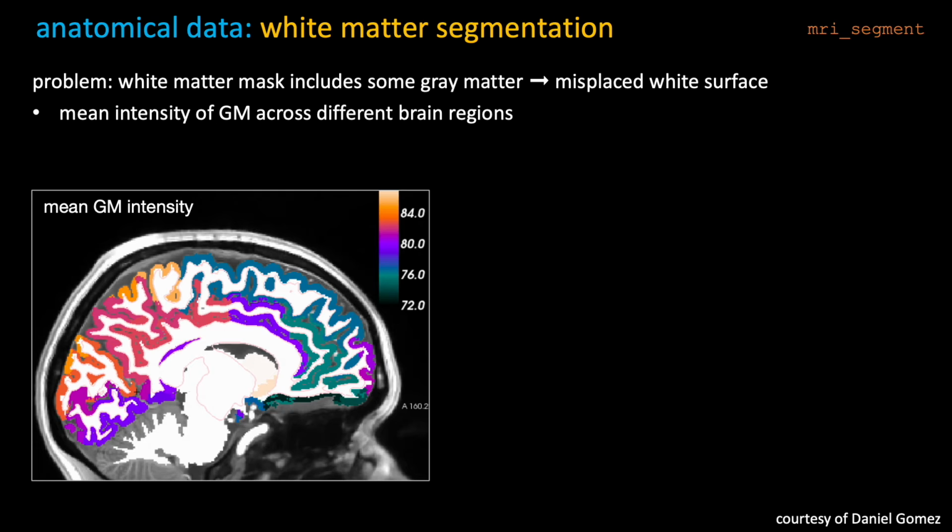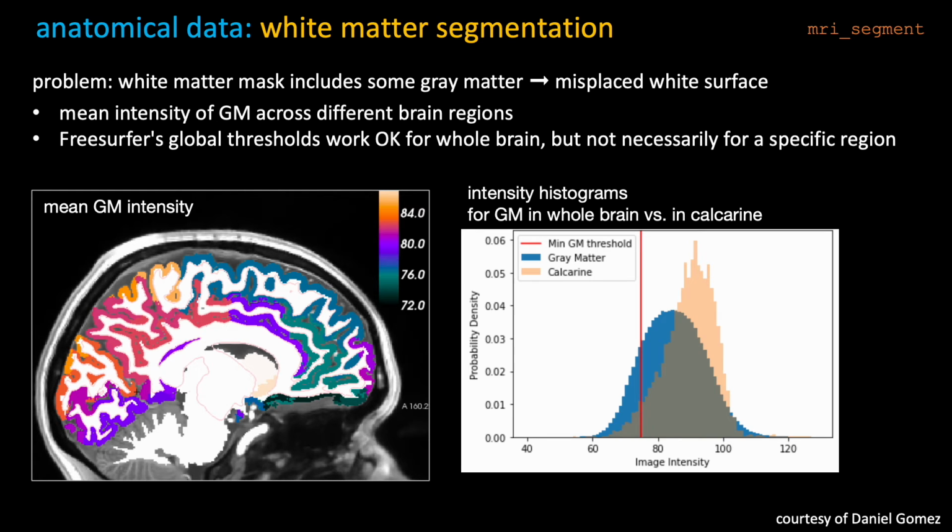So you can pretty much see just from this image, but also from these histograms here, that if we set a global threshold for upper or lower gray or white matter, it's going to work okay-ish for the whole brain, but it's not really going to be working great in any specific region. So you can see on these histograms, the blue one is the whole gray matter, and the orange one is just calcarine. And the red is a threshold that we're using for gray matter. So you can see that it will work very differently on these 2 histograms.